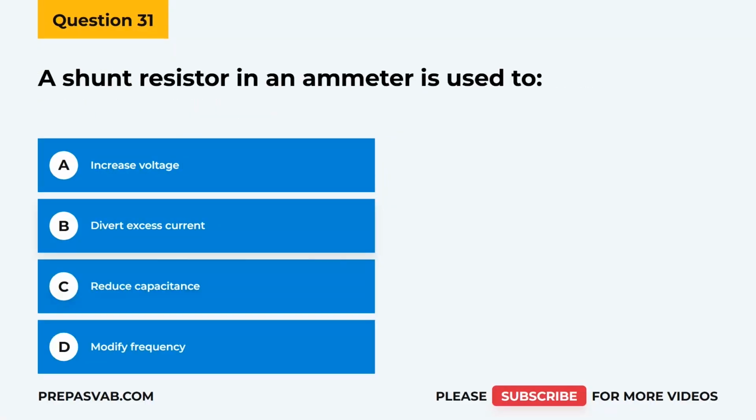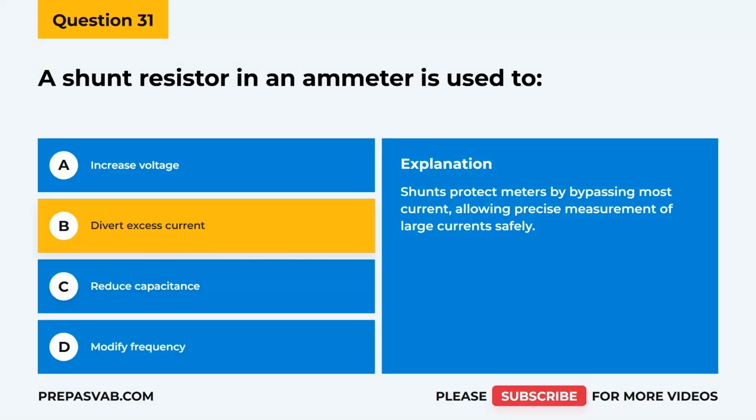Question 31. A shunt resistor in an ammeter is used to A. Increase voltage. B. Divert excess current. C. Reduce capacitance. D. Modify frequency. The correct answer is B. Divert excess current. Shunts protect meters by bypassing most current, allowing precise measurement of large currents safely.